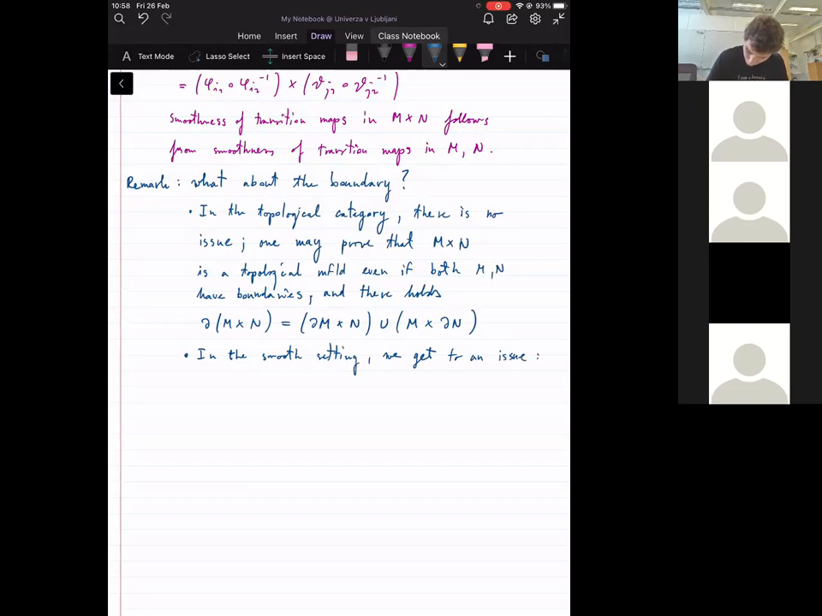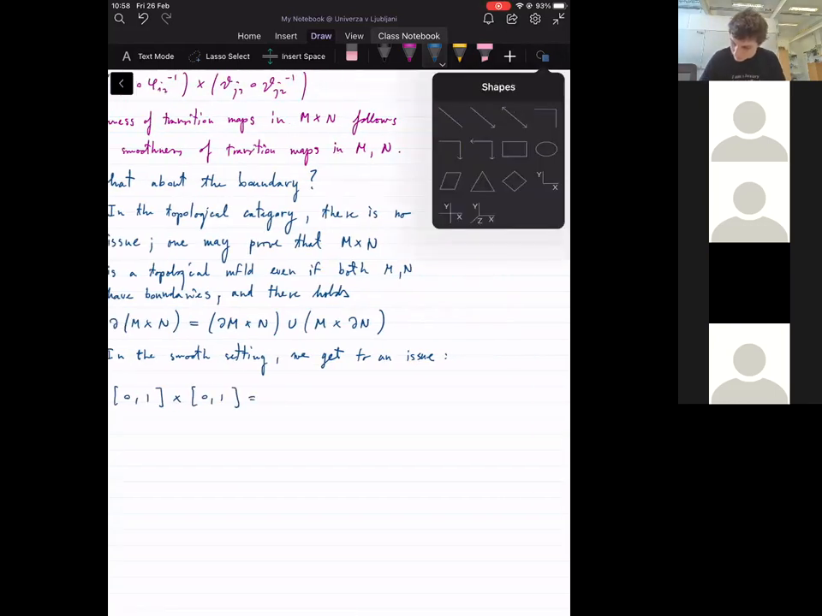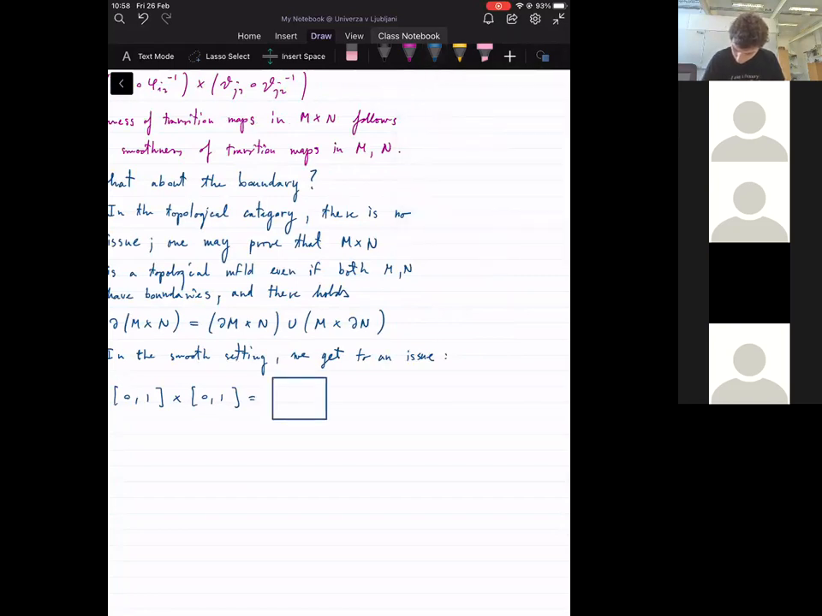So the product of two intervals is a square. Okay? And now this, for example, this point here, of course, every neighborhood must have such a set as a subset.